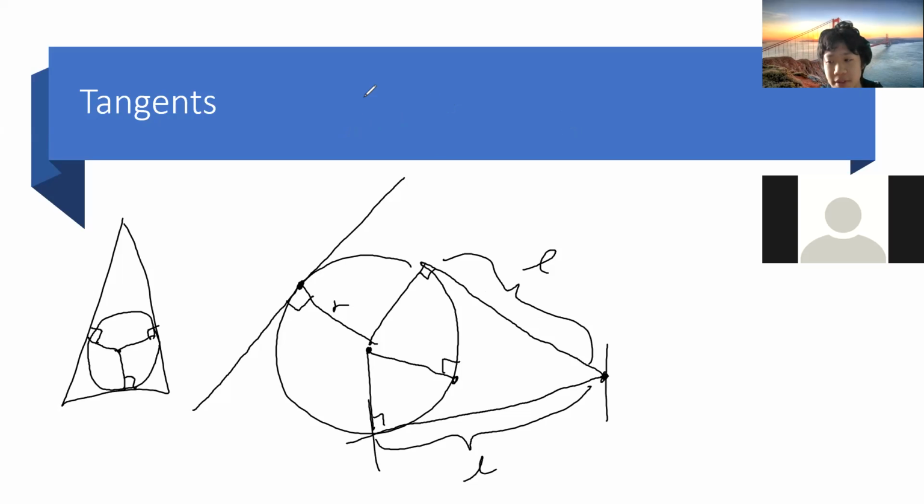So the two most important things you need to take away from tangents is that any tangent is perpendicular to the circle, and also if we draw two tangents from one point outside the circle, they must be congruent or equal.